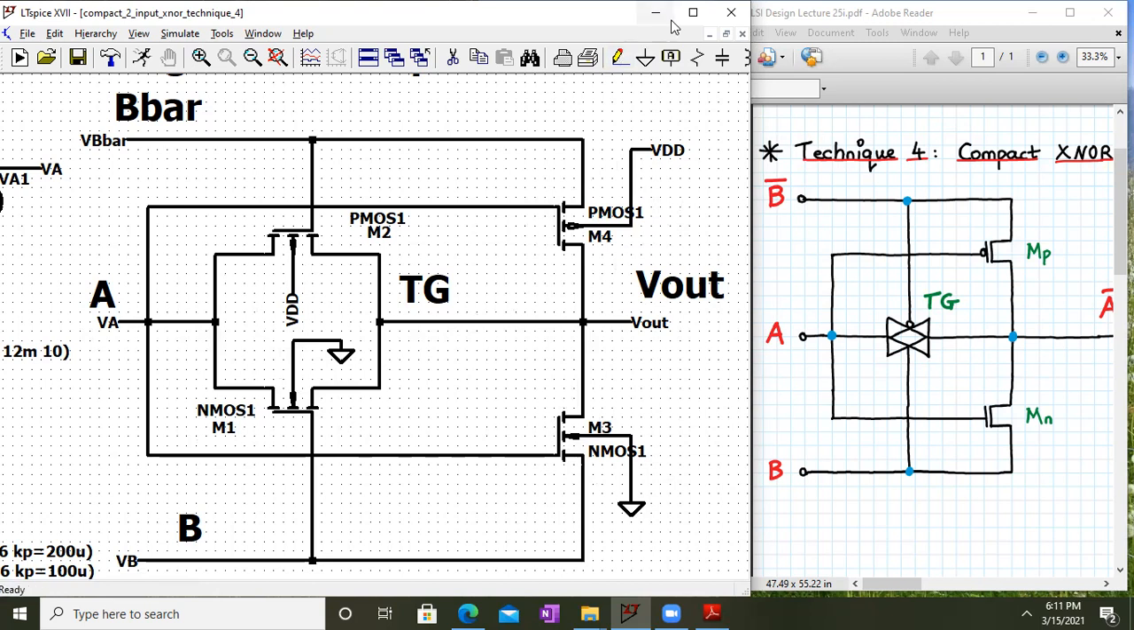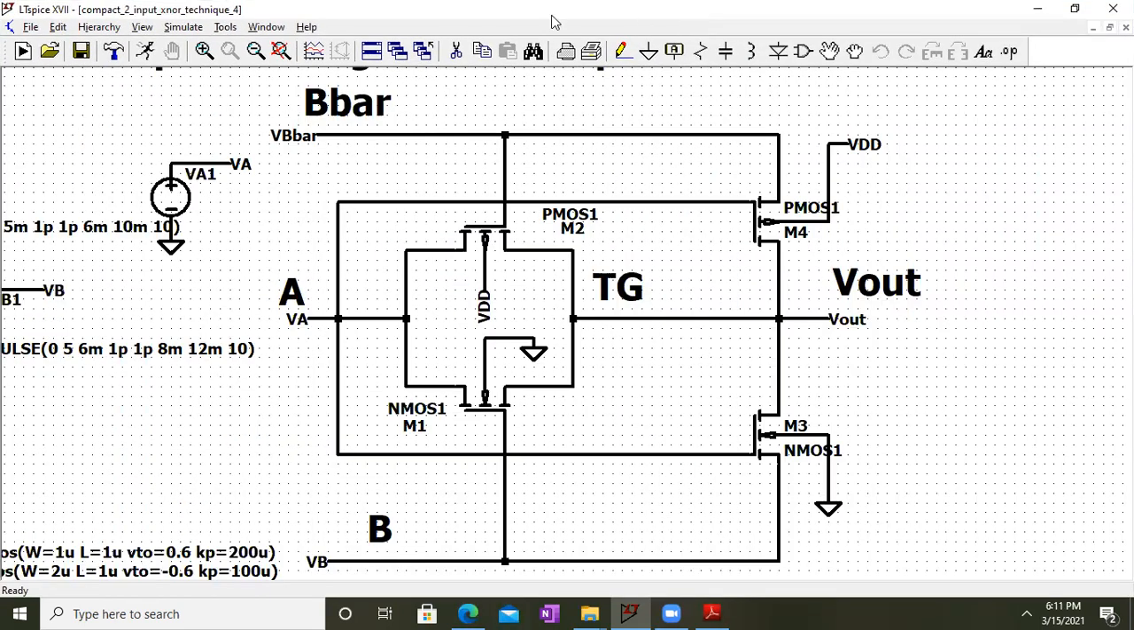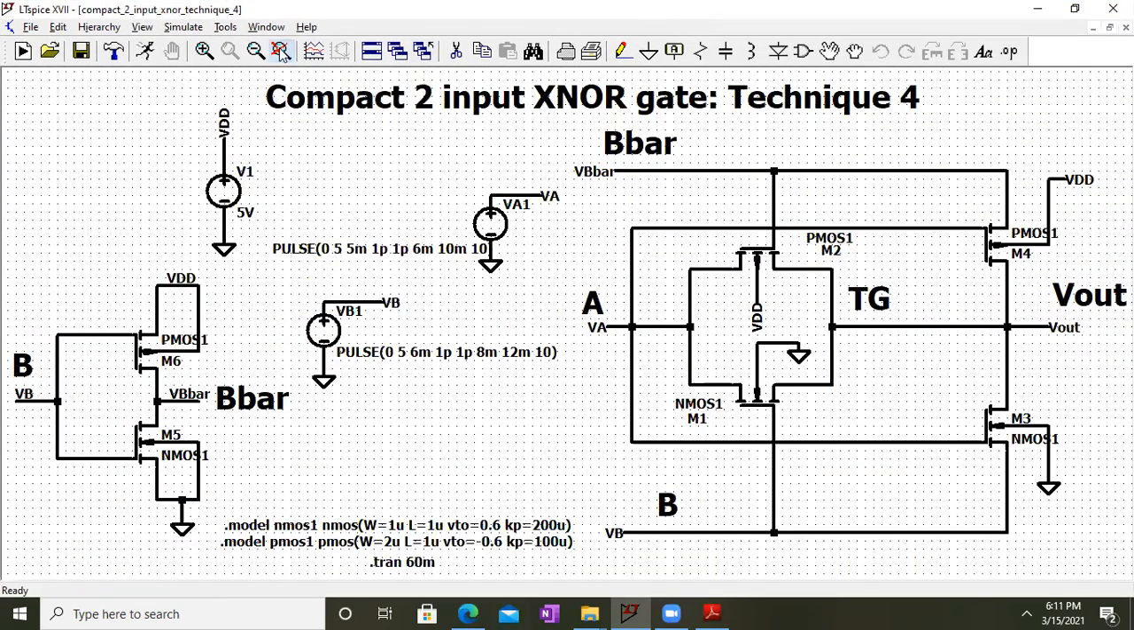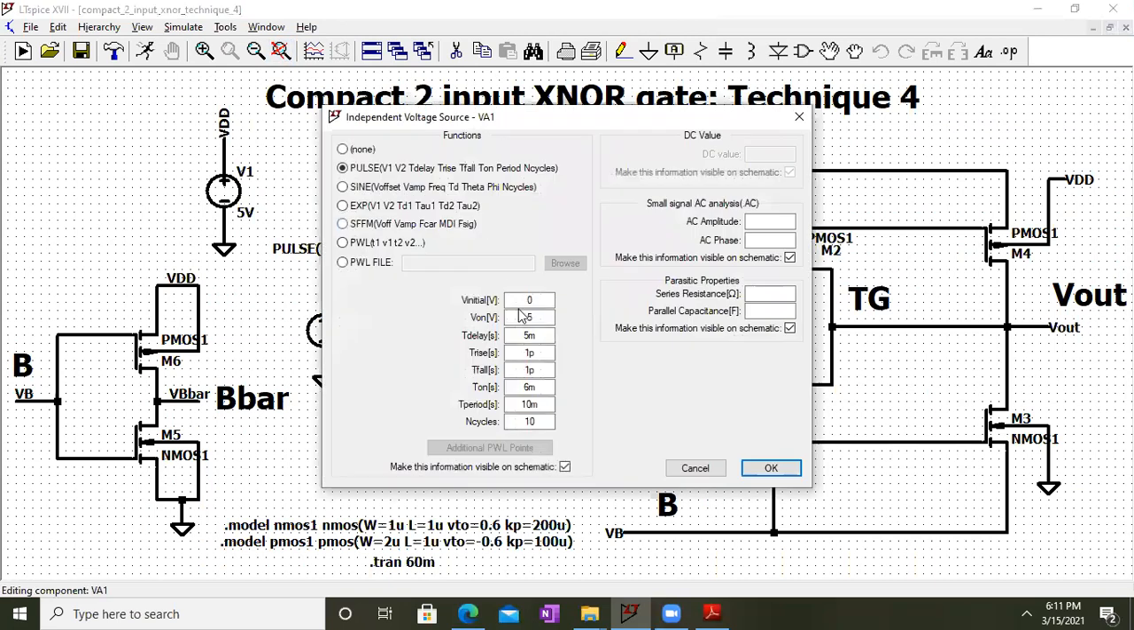Now let us maximize this. So this is my compact XNOR gate realization using technique number 4. Let us see what the pulses A and B are. A is a pulse with a specification of 0 to 5. Time delay is 5 milliseconds. Rise time and fall time are 1 picosecond. On time is 6 milliseconds.